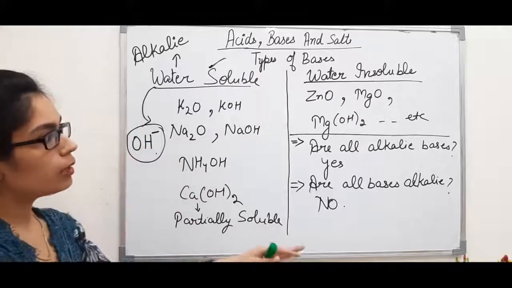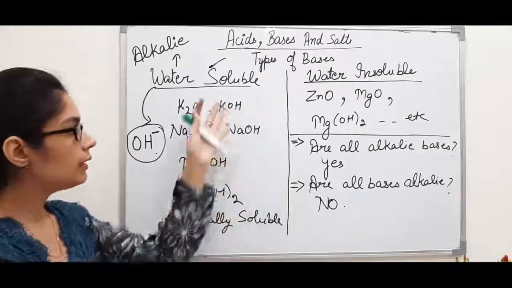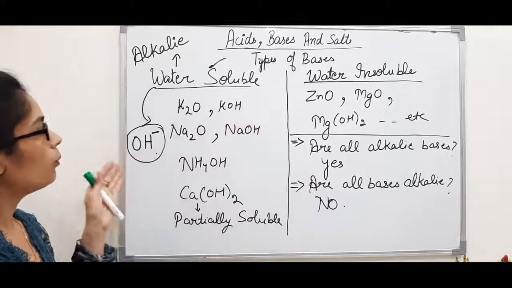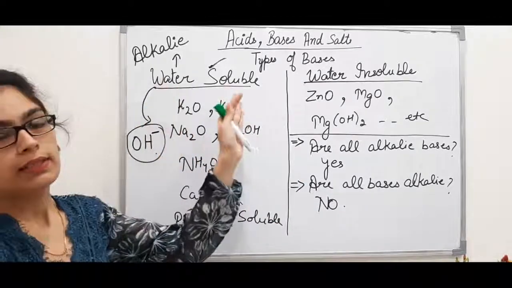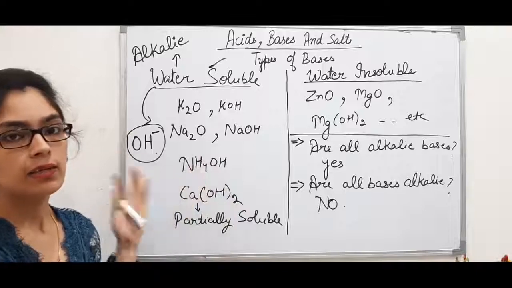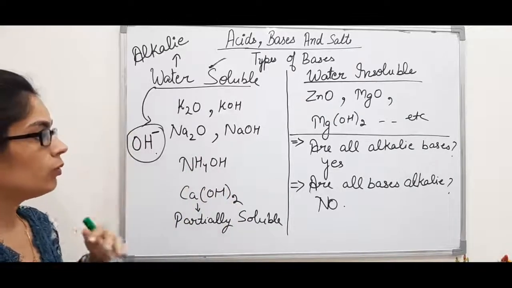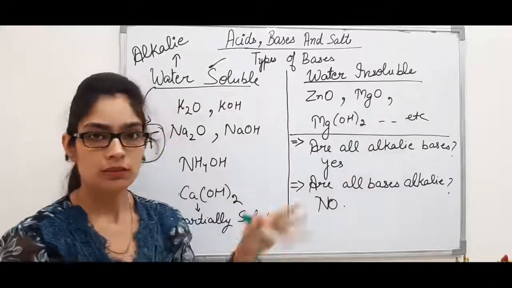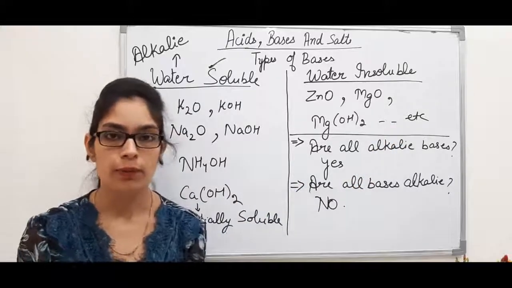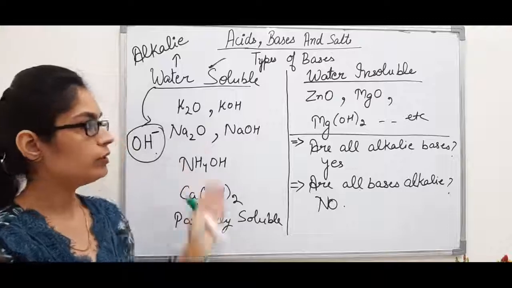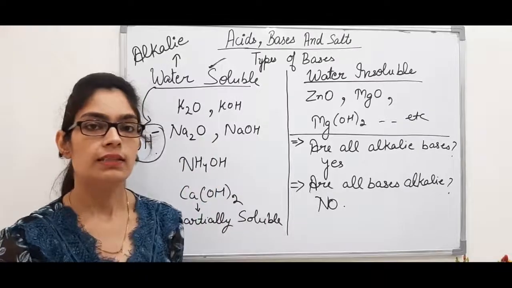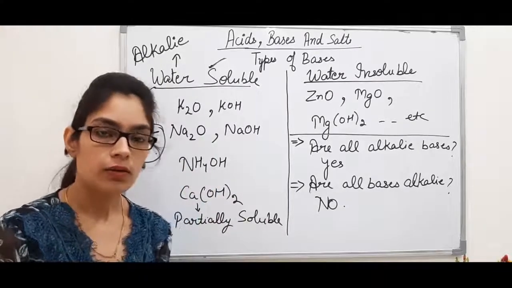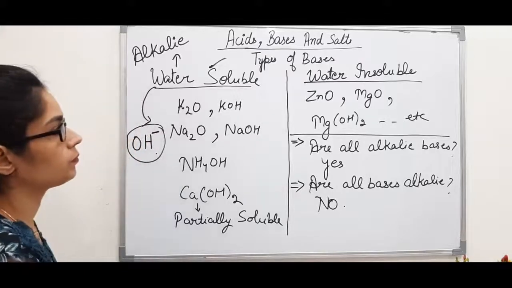So this was all about the types, their categories and few properties. Like water soluble, they are known as alkalis and they give us OH negative ions. So apart from these, all the bases are water insoluble. These are few things which you have to remember, and if you want you can just make a note of this. Now let's discuss the strength of a base.